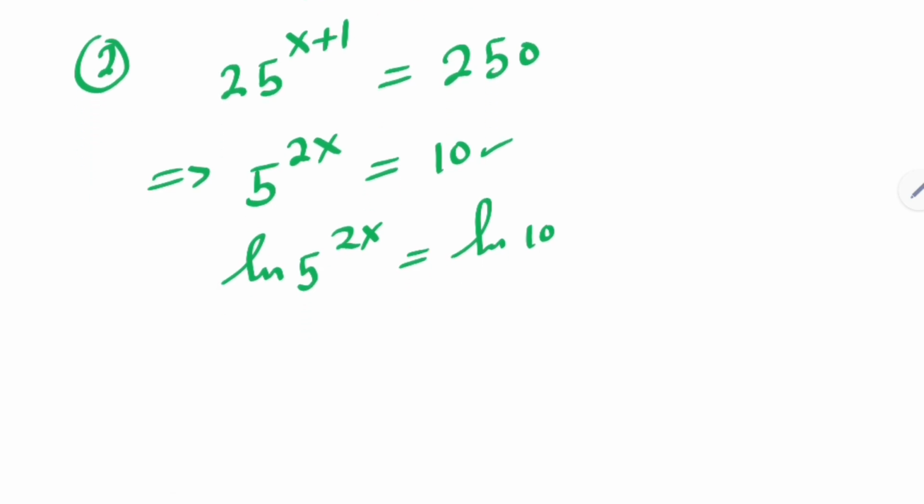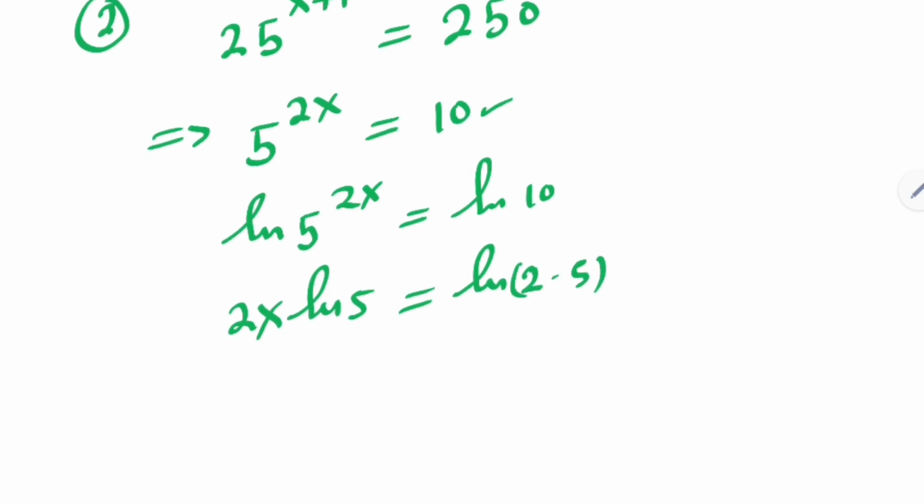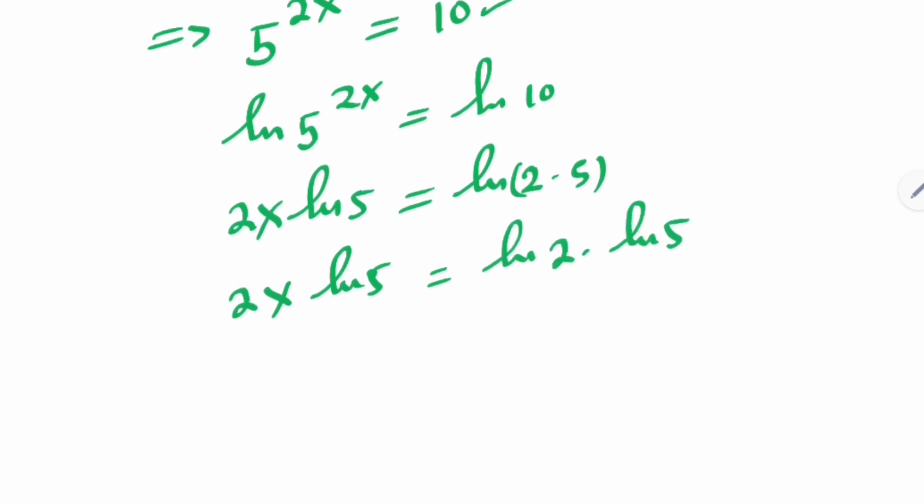Then this is 2x ln of 5 is equal to this ln of 10. Ln of 10 can be written as ln of 2 multiplied by 5. And 2x ln of 5 is equal to ln of 2 plus ln of 5. Let's divide the whole of this equation by ln of 5. This divided by ln of 5. This cancels this.